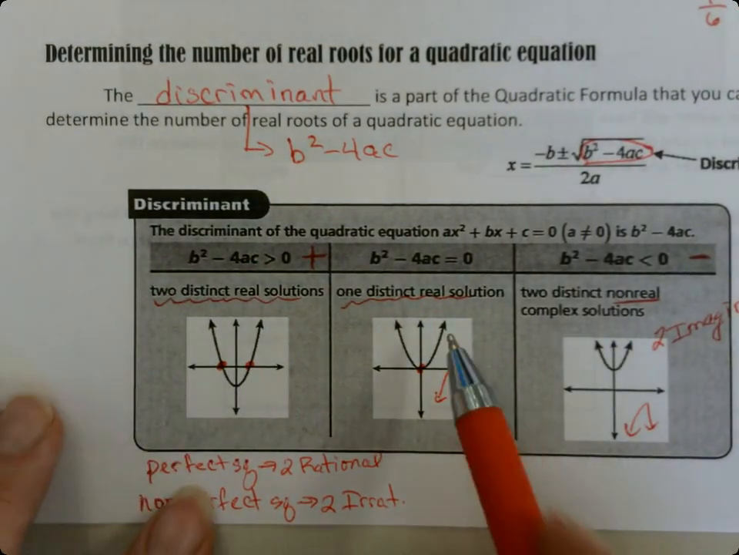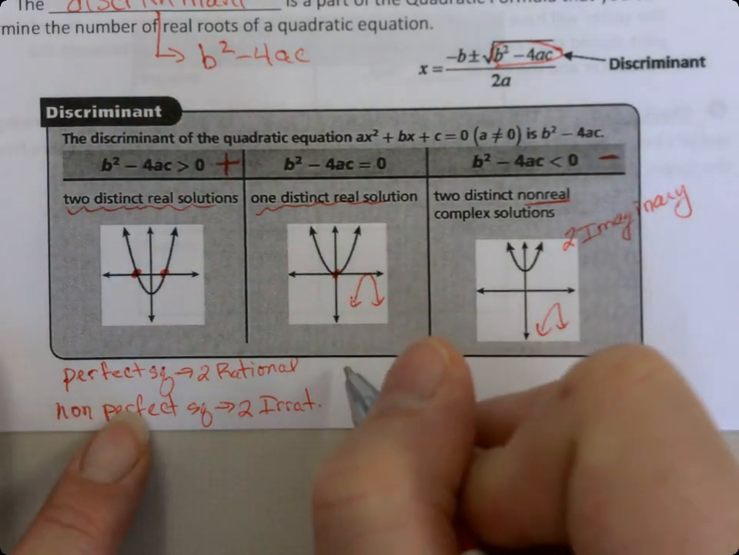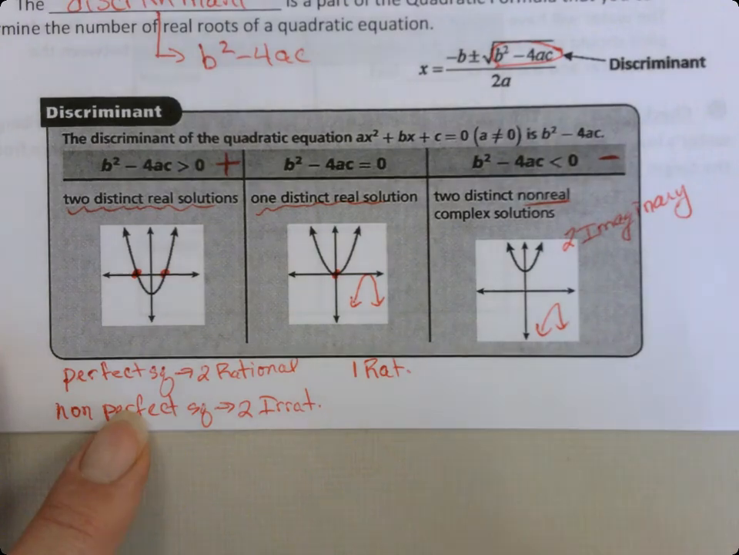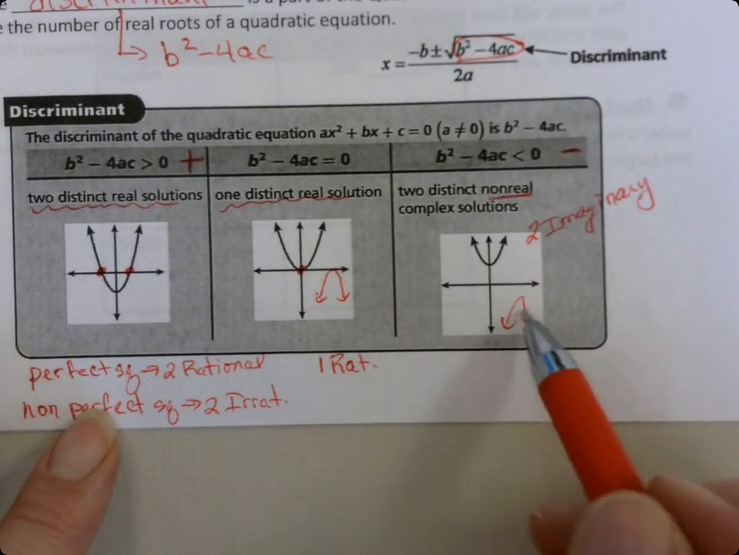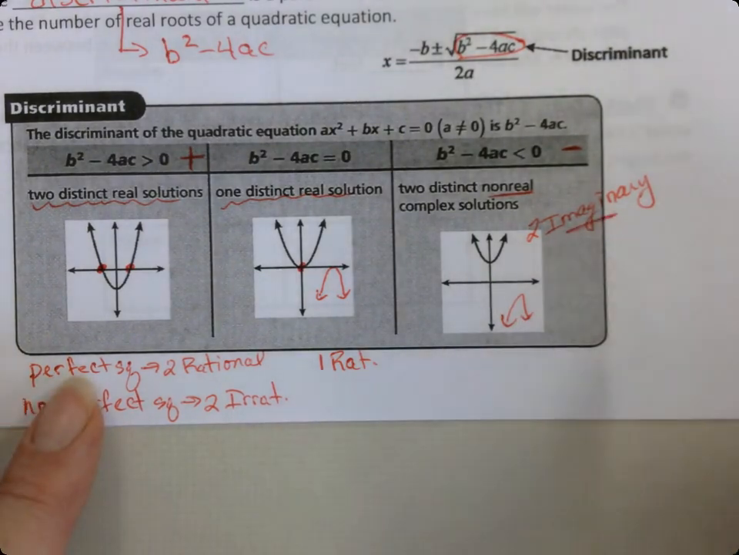All right, if I have the one real solution, isn't 0 a perfect square? So I will always have one rational solution. So it will be real, but it will be rational. And these will be neither rational or irrational because what are they? They're imaginary. Okay, so let's take this and set these up.